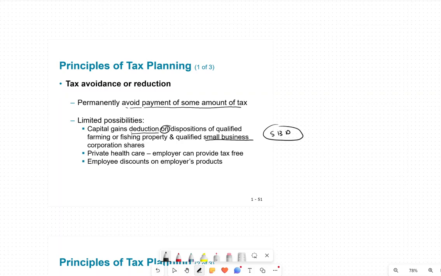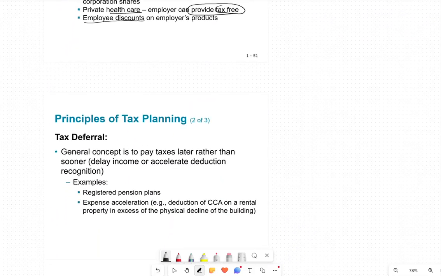Some of the tax avoidance will be healthcare. The employer provides you tax-free health care, so dental, glasses, something like that. Those we don't pay taxes on. Employee discount: you work for a company, let's say Adidas, and they give you some discounts, and you don't pay any taxes.